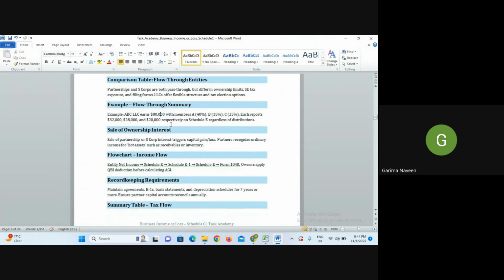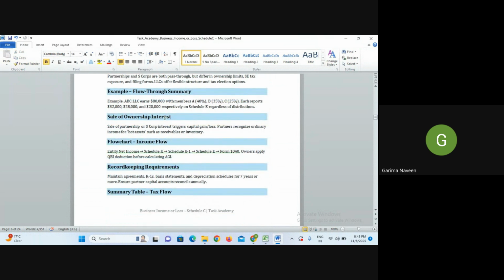Next, flow through summary is given. For example, if you have an LLC earning $80,000 and it has three members whose ownership percentages are given, each will report according to their percentage. So $80,000 at 40%, $32,000, will be reported on Form 1040 of Member A. Next, $28,000 will be reported on the 1040 of Member B and $20,000 for Member C.